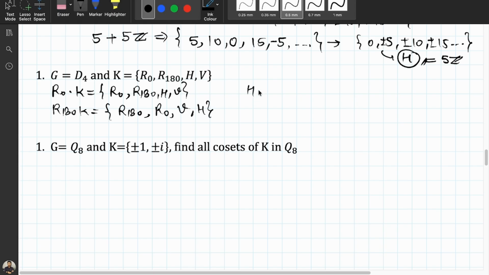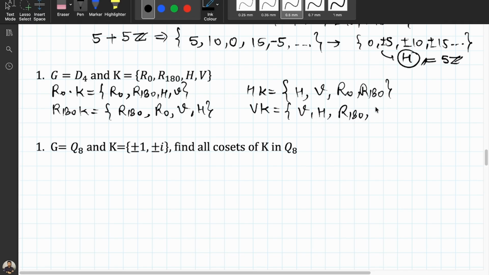If I take horizontal into K, it is nothing but horizontal, vertical, R0 and R180. Yeah, this is R0 and R180. Okay, if I take vertical into K, that's simple: vertical, horizontal, R180, R0. See, all are my K. This is also K, this is K.